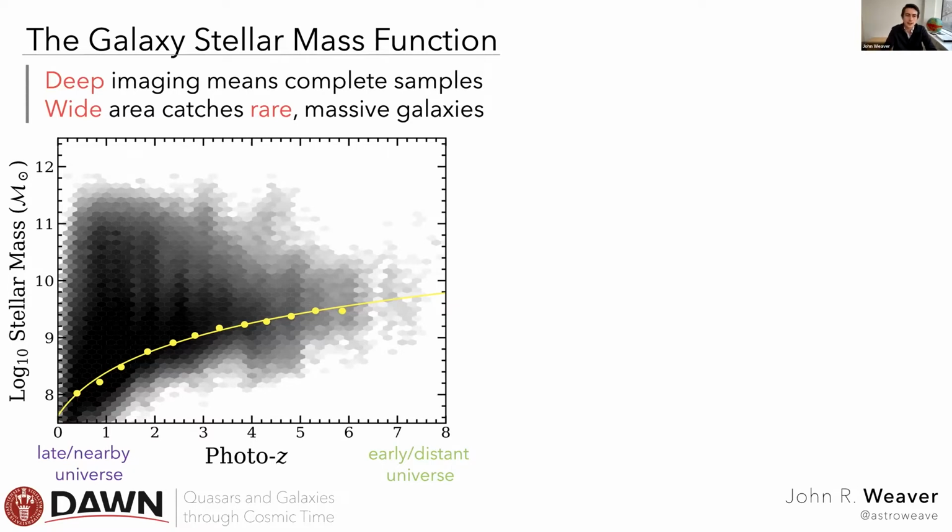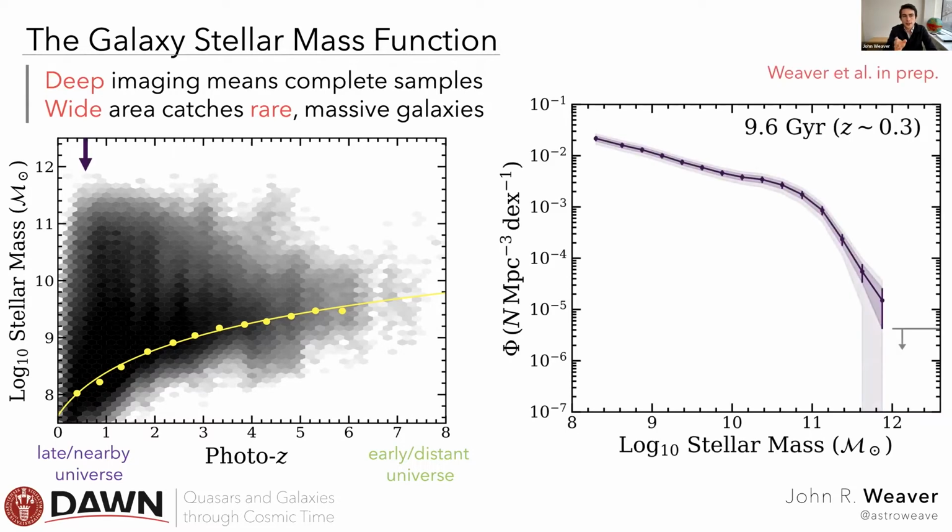On the left-hand side here, I show photometric redshift versus log stellar mass, noting our mass completeness limit estimate here in yellow. Now I'm going to take a vertical slice of this 2D parameter space to construct or measure the galaxy stellar mass function, shown on the right-hand side for redshift about 0.3. You can see that the low mass galaxies are very common, whereas high mass galaxies are comparably rare. And there's a knee in that stellar mass function beyond which is the realm of the most massive galaxies.